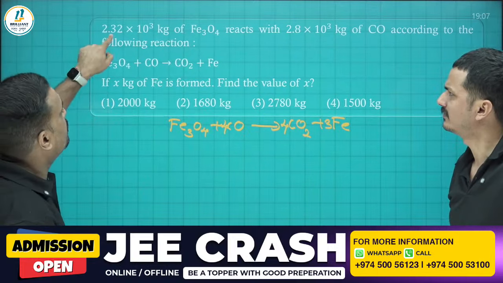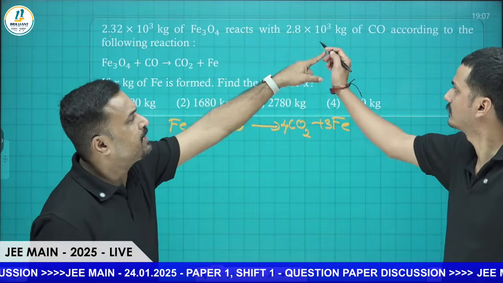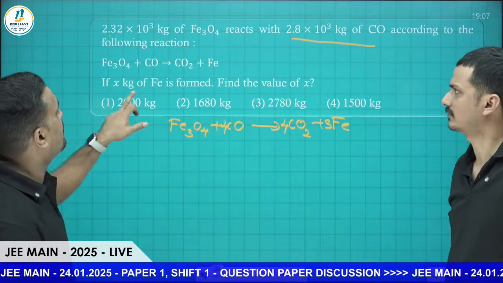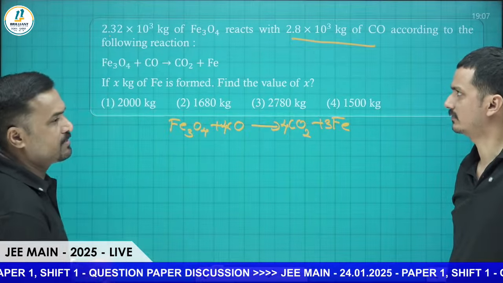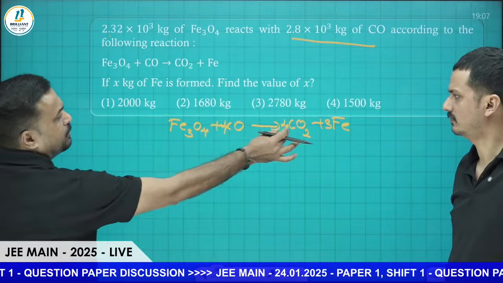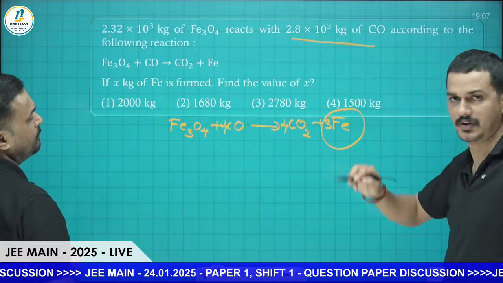What they are telling is, 2.32 into 10 power 3 kilogram of Fe3O4 reacts with this much gram of carbon monoxide according to the following reaction. They are asking, if X kilogram of Fe is formed, find the value of X. So we need to find out how much Fe will be formed.